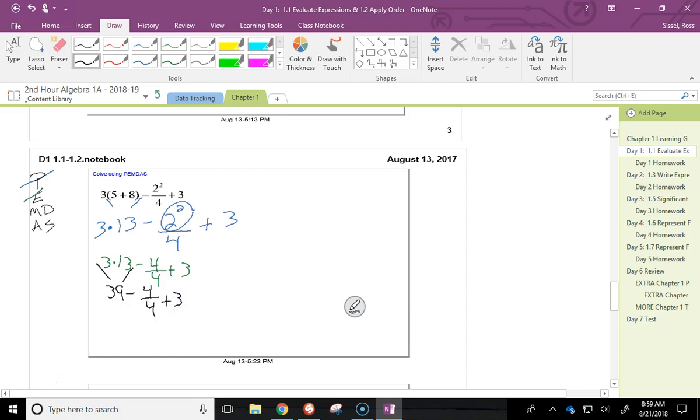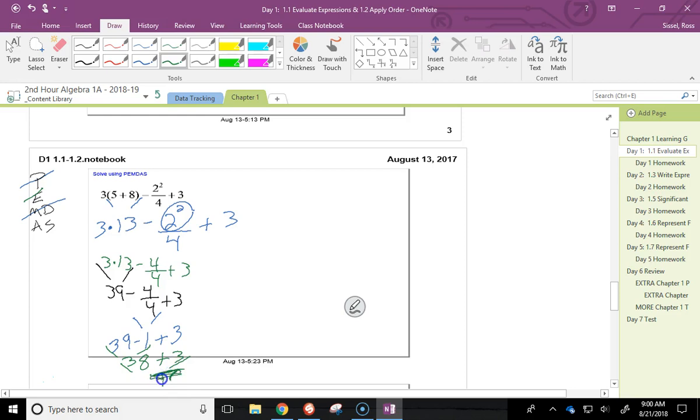I'm looking for multiplication or division again. Well, there's another one right there. 4 divided by 4 is 1. So 39 minus 1 plus 3. No more multiplication or division. We only have addition and subtraction left. 39 minus 1 is 38. And so I'm left with 38 plus 3 is 41.